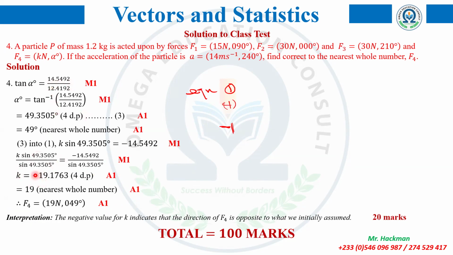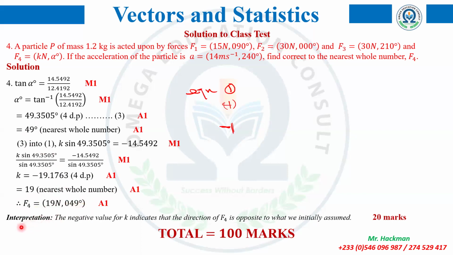At this point, this is negative, but you know K cannot be negative, magnitude cannot be negative. So you get the positive version of that. You take the absolute value, which will give you 19 to the nearest whole number. Therefore, my F sub 4 will be K is 19, so it will be 19 newtons. Then alpha gave us 49. Remember, it's bearing. Because it's 2 digits, bearing angles are indicated in 3 digits, so you precede it with 0, and that gives you F sub 4 in magnitude-bearing form.